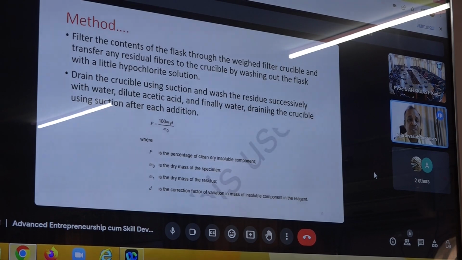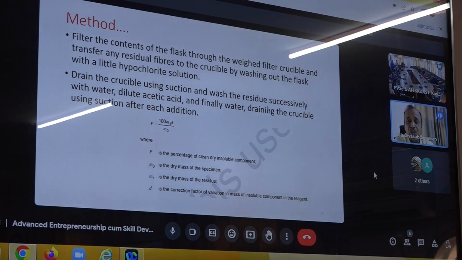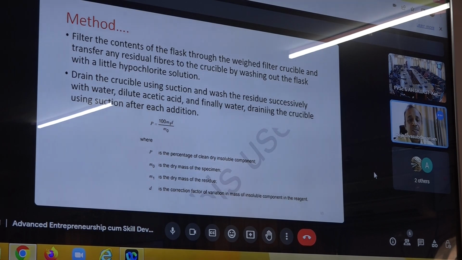After this you filter the contents in the flask. All the Pashmina portion will be dissolved and the remaining portion will be in the flask. You filter it through Whatman filter paper, or you can also use a vacuum apparatus to filter the contents, collect the undissolved portion, and weigh it, to see how much residue is there. You can also do some dilute acid washing so that the residue is completely cleaned. After that you calculate the weight loss, that is your Pashmina content.